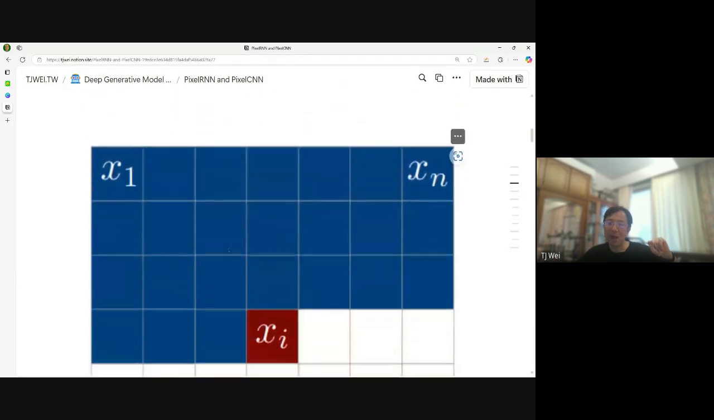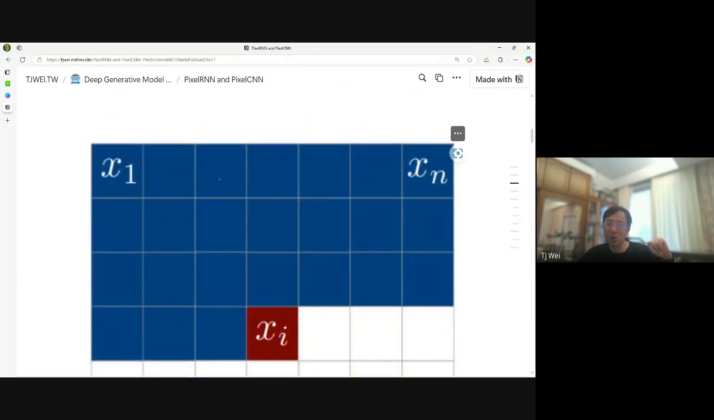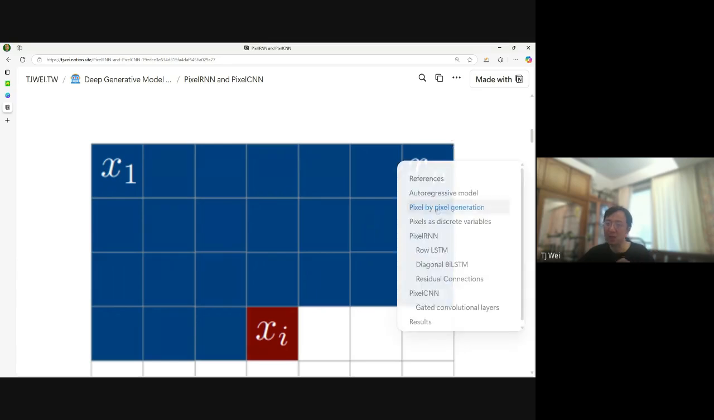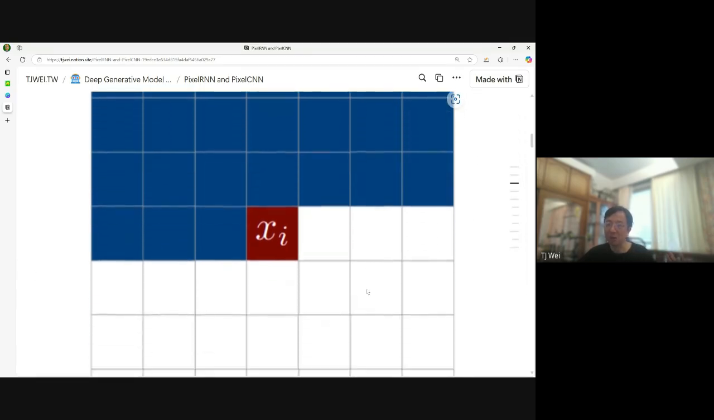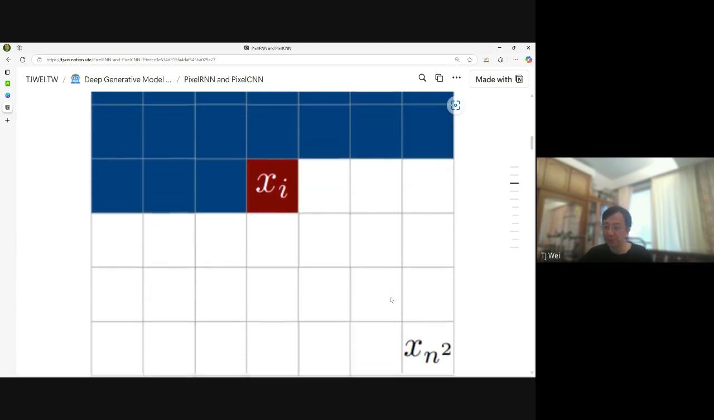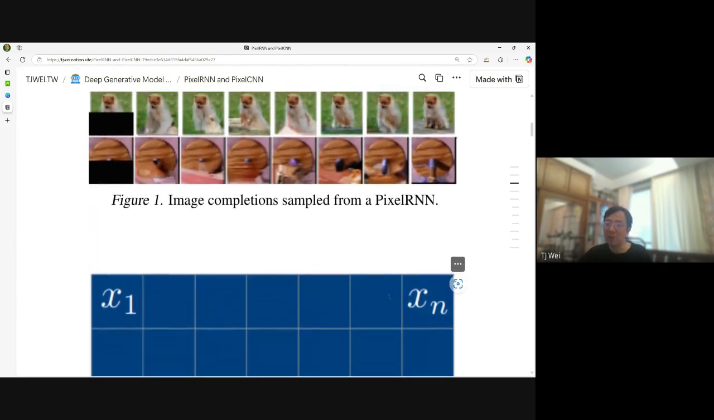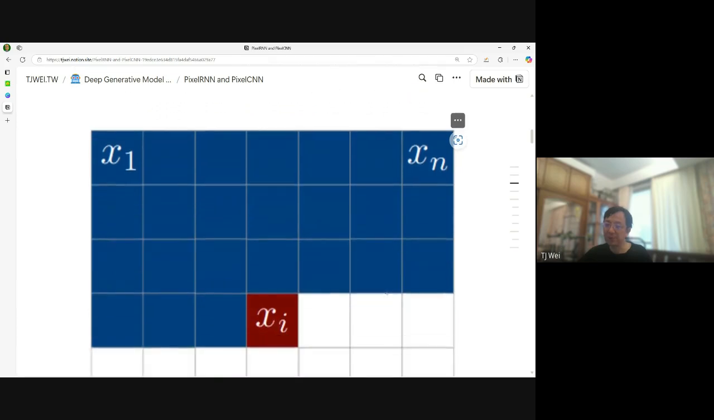Okay, so this one is x1, x2, x3, x4. First from left to right. You start from the first row from left to right, then you go through the second row from left to right, then the third row from left to right, and so on. So this is one kind of order. The benefit of this order is that your image is probably already stored in this order.